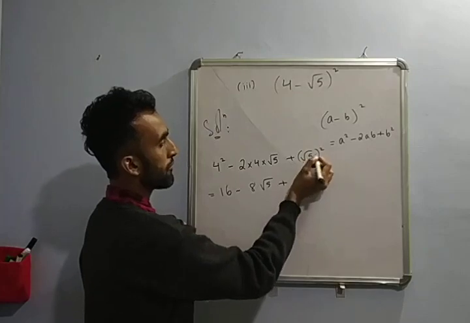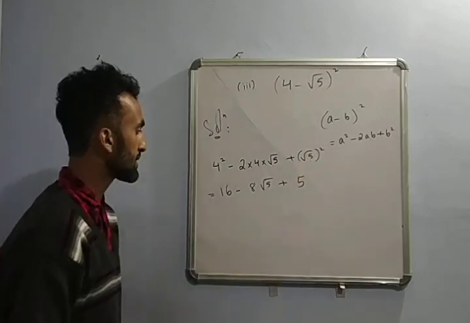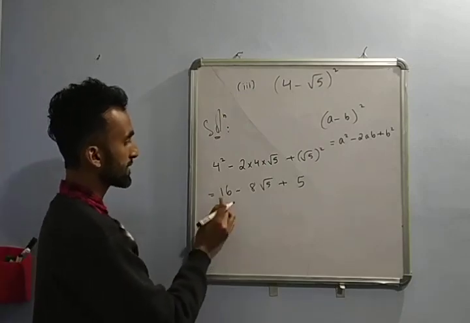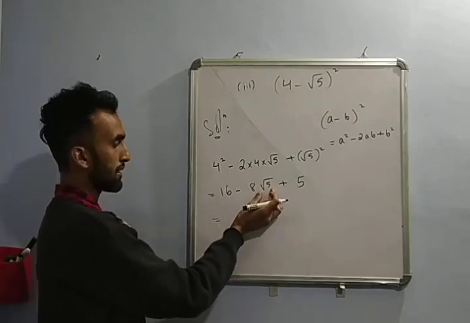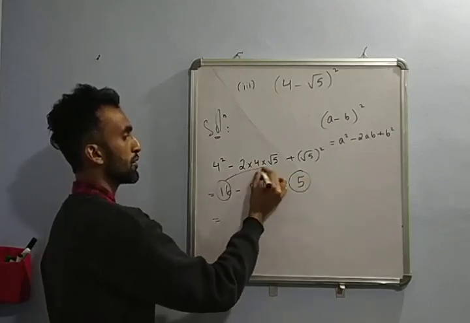Plus, now you see root 5 square. Root 5 square is 5. Square and root will get cancelled. Now you cannot subtract 16 with 8 because 8 has root 5. Rational numbers should be combined with rational numbers only.